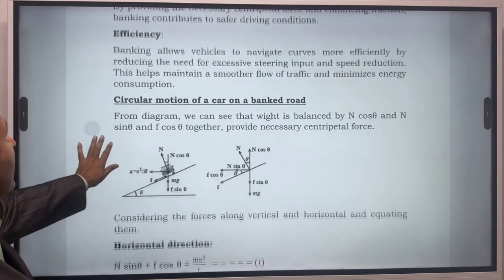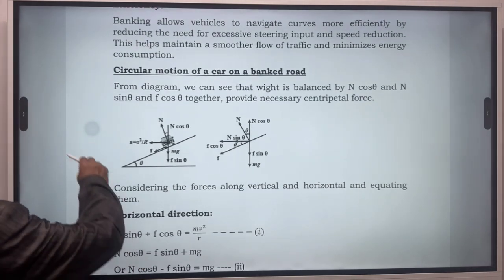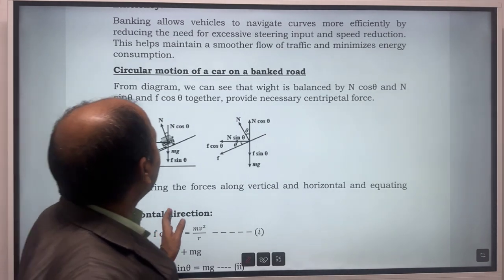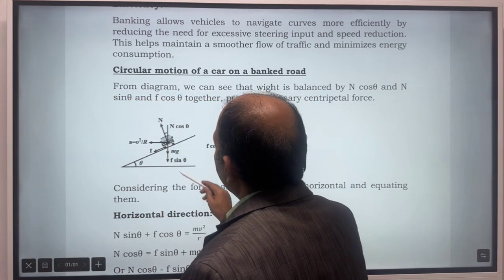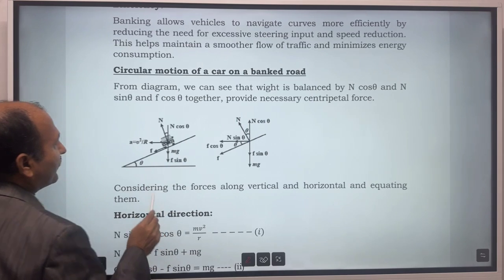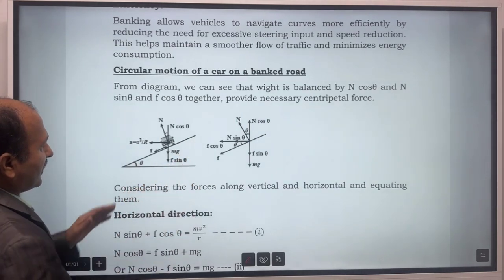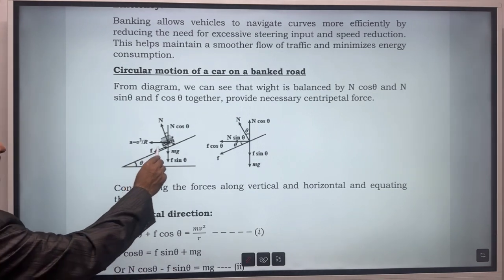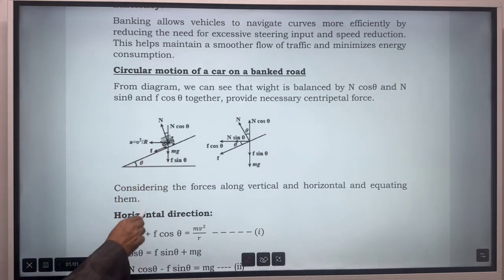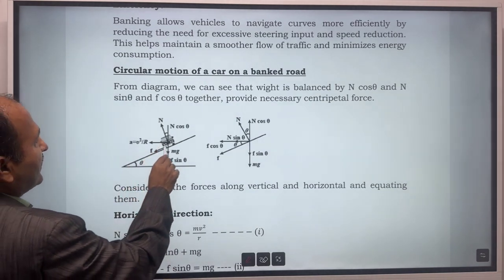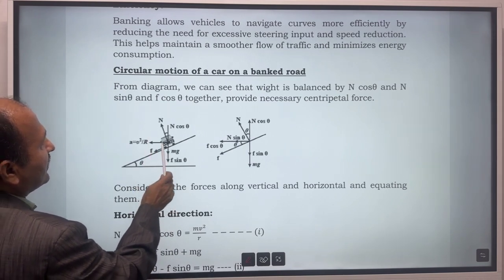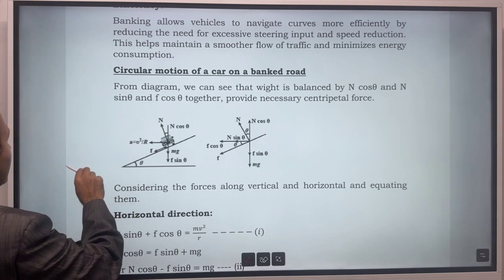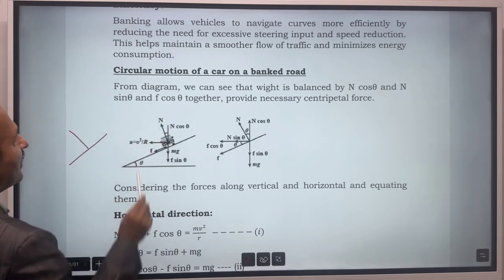Now we are going to derive the relation. We are going to see what the formula is. So here you can see there is a car. This is the banking. Here the outer edge is raised by angle theta and the car is here. Friction is acting in this direction, weight is acting in this direction, and normal reaction is acting in this direction. So here normal reaction is perpendicular to the surface. So here normal reaction is N.